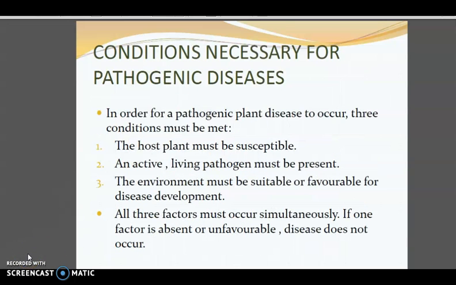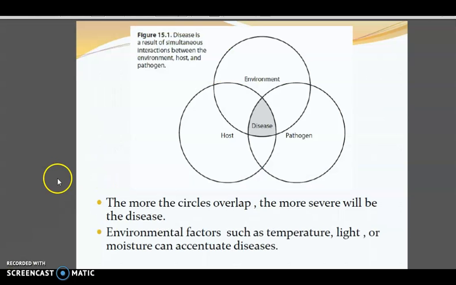For a pathogenic disease to occur, three conditions must be met. The first one is that the host plant must be susceptible. The second one is that an active living pathogen must be present. And the third one is that the environment must be suitable or favorable for the disease development, and all these factors must occur simultaneously. If one of the factors is absent, the disease will not occur. Since the disease is a result of simultaneous interaction between environment, host and pathogen, the more the circles overlap, the more severe will be the disease.